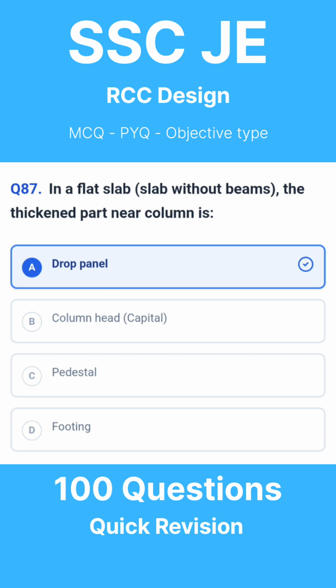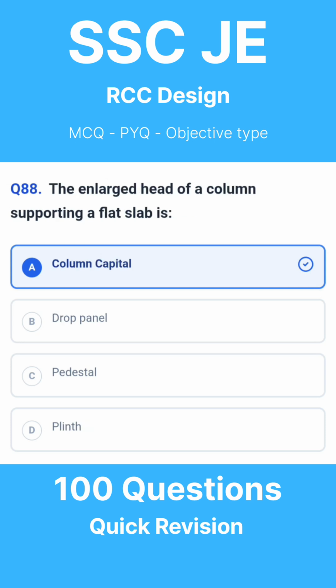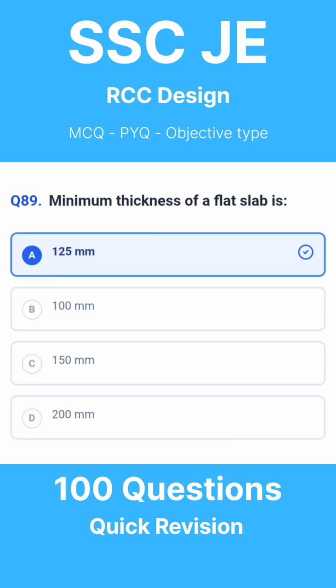Question 87. In a flat slab without beams, the thickened part near column is. The correct answer is drop panel. Question 88. The enlarged head of a column supporting a flat slab is. The correct answer is column capital. Question 89. Minimum thickness of a flat slab is. The correct answer is 125 millimeters.